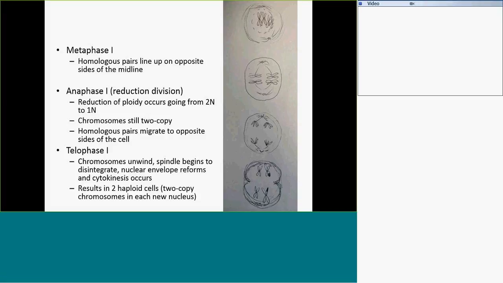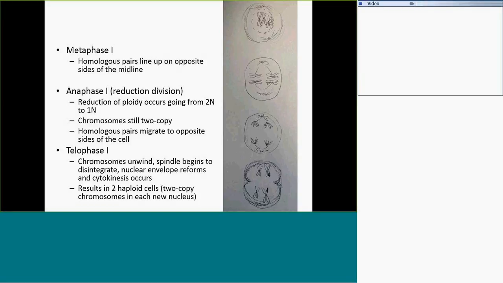So after this crossing over event in prophase 1, we immediately go into metaphase 1, which is basically the homologous pairs lined up on opposite sides of what we call the midline in the cell, shown in the second cell down from the top. And that genetic variation is furthered here in that homologous chromosomes are oriented independently of each other during metaphase 1.